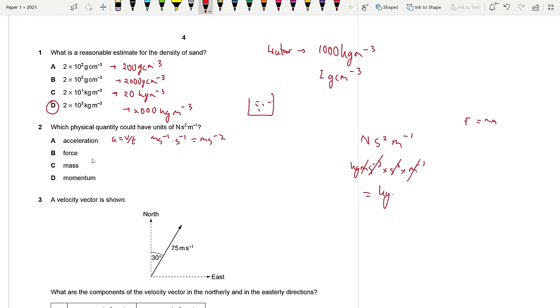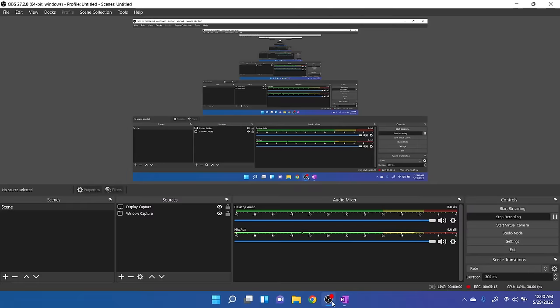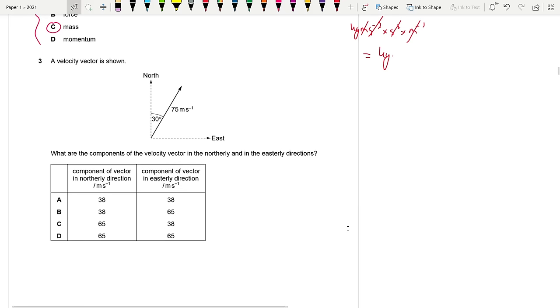So what do you guys understand by this? The unit has to be kg, so one isn't right. Out of these four, which one has a unit of kg? That's mass, right? So two is C. Moving on to three. A velocity vector is shown. What are the components of the velocity vector in the northerly and easterly directions? It's the first time I'm hearing of those words.